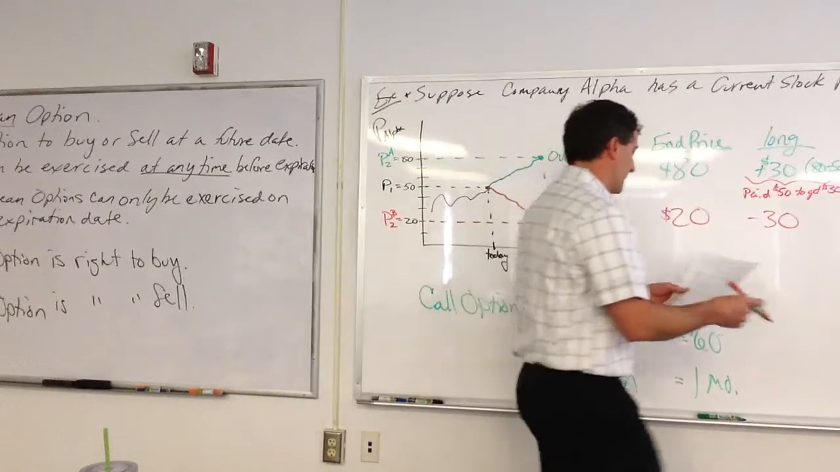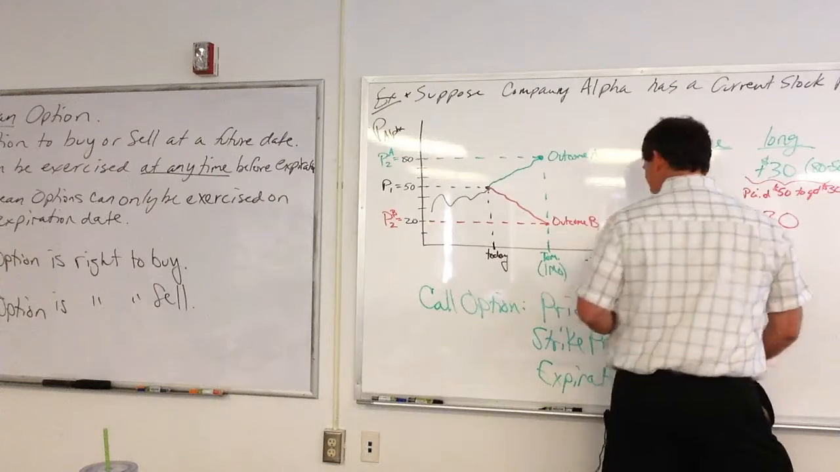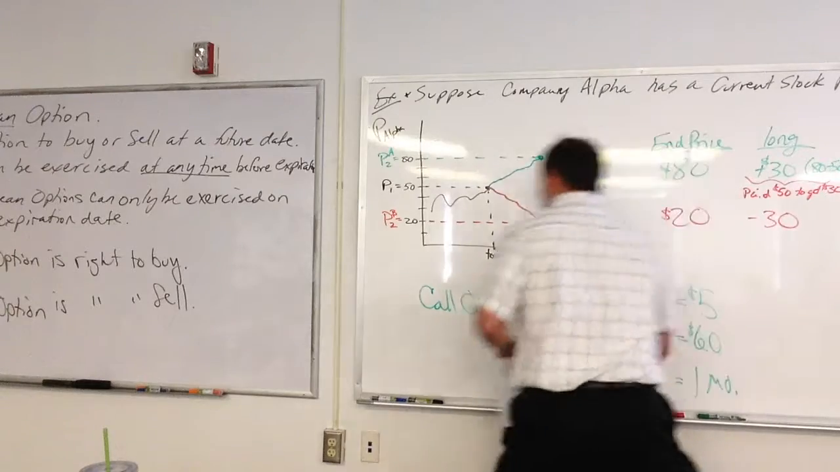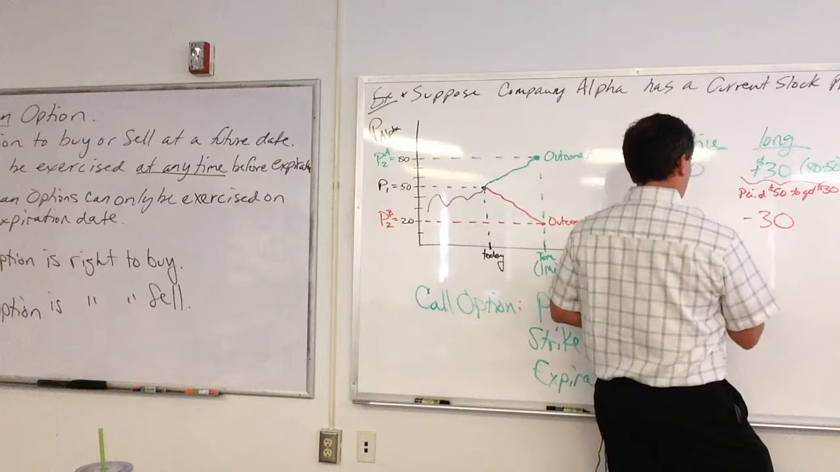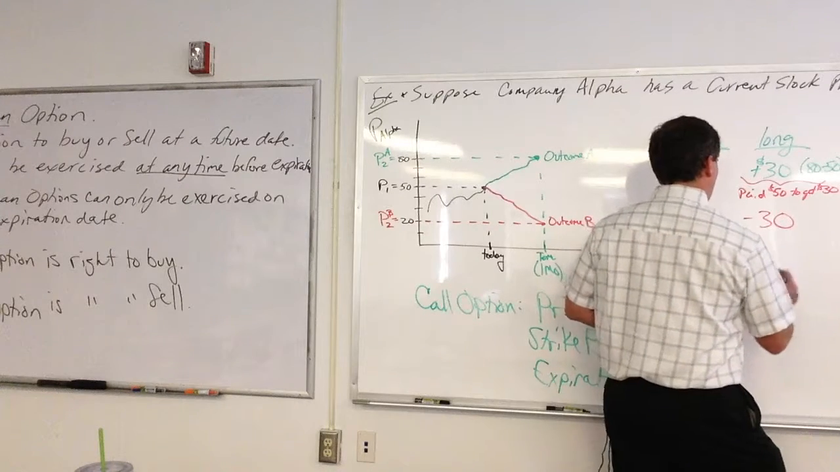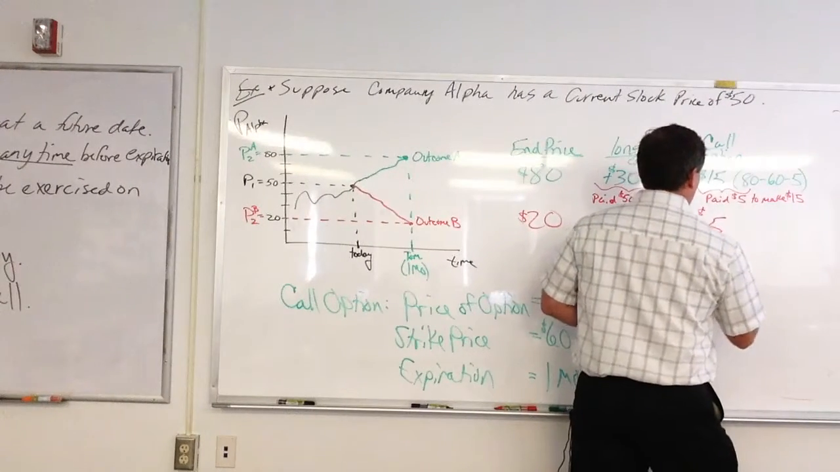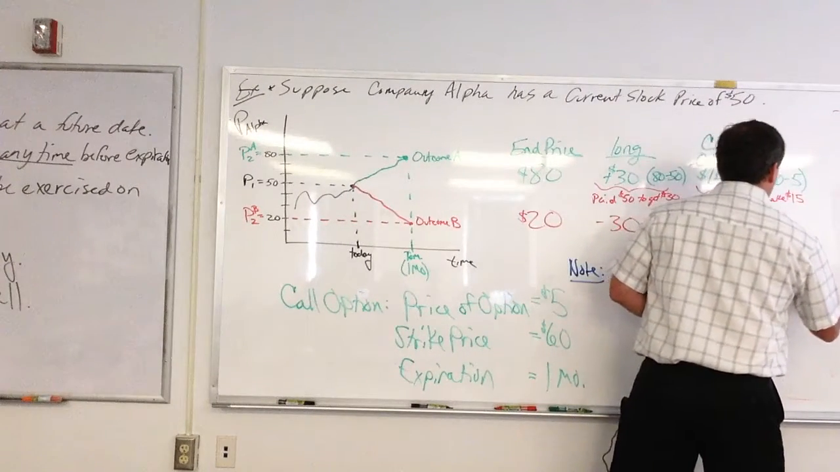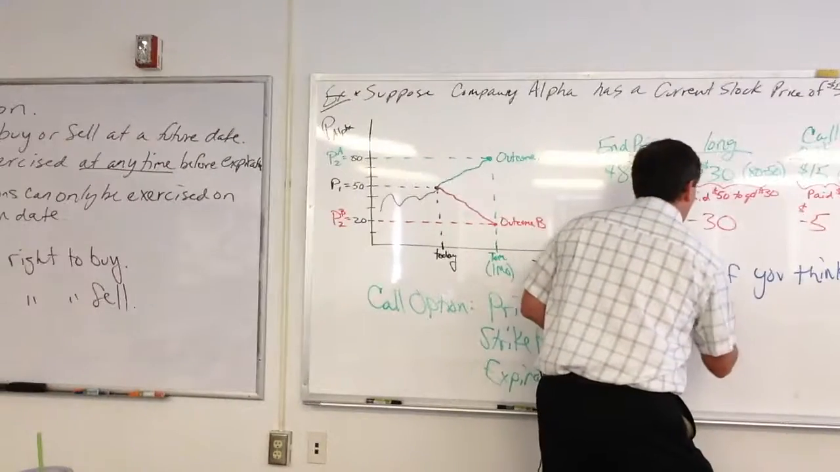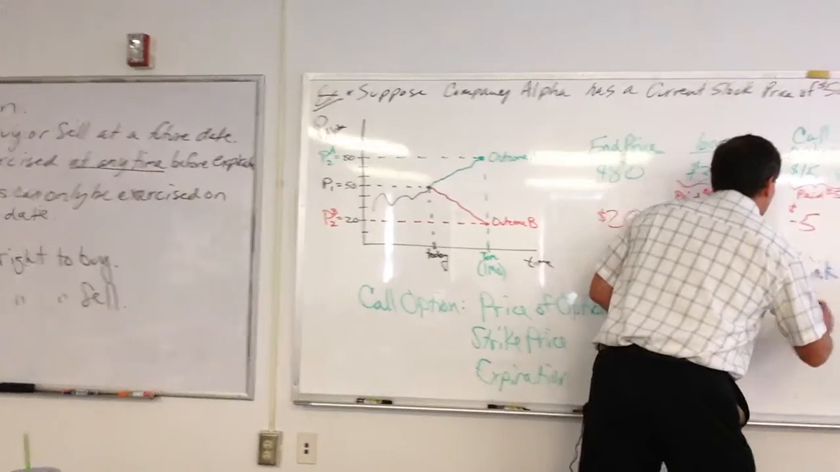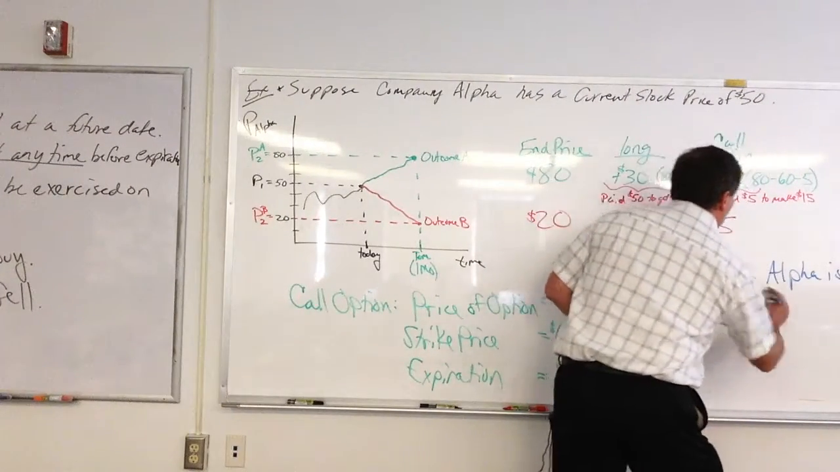I'll write that out here. So I think I'll start that here. So note, maybe I'll switch to blue. So note, if you think alpha is likely to fall in price, short them.